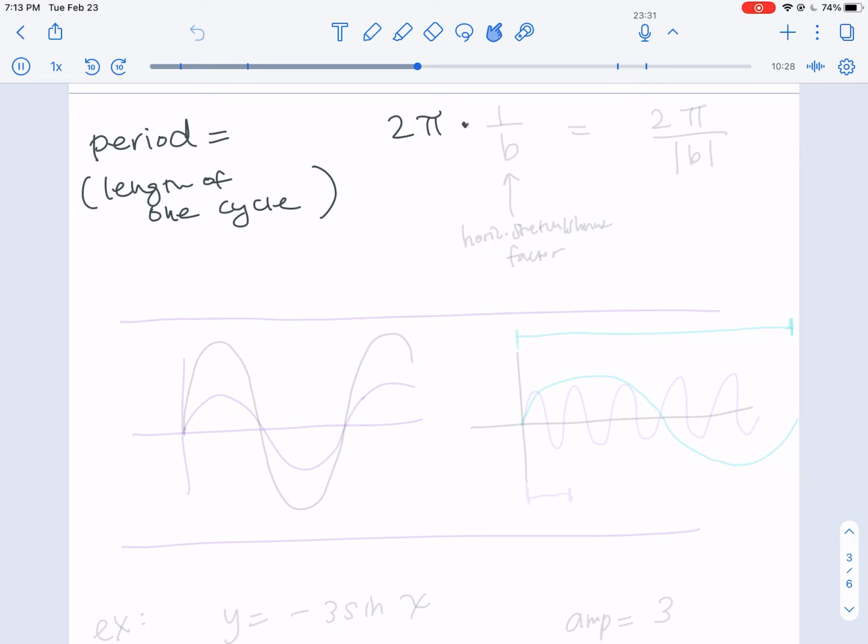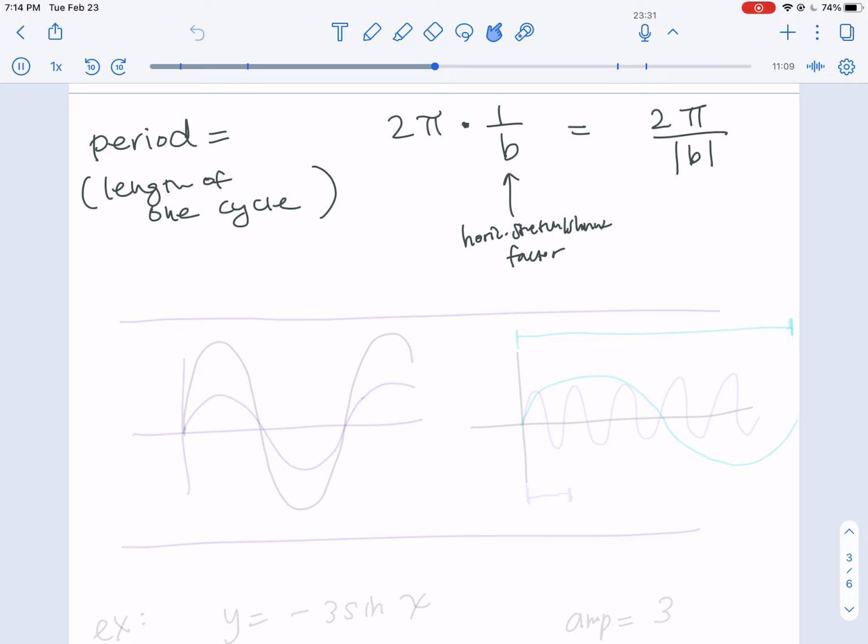So if I multiply by the horizontal stretch or shrink factor, it's going to give you the size now of one cycle. The way that we write this, you're going to see it as 2 pi over b. And again, it's the absolute value of b because we're talking about the length, so it's going to be positive. If it's negative b, the negative would just be a reflection. So 2 pi over b tells you the period, or the length of one cycle. We can stretch it out or shorten it. Yes? You guys see that?